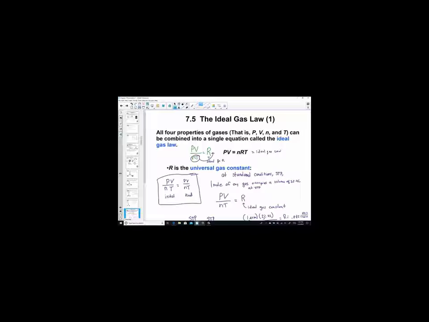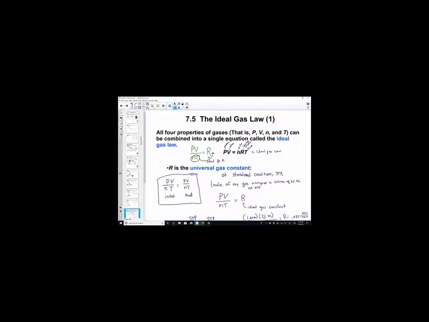PV equals nRT. What does P stand for? Well, that's pressure. What does V stand for? Well, that's volume. What does N stand for? Well, that's the number of moles. What does R stand for? That's the constant. And what does the T stand for? Well, that's temperature.